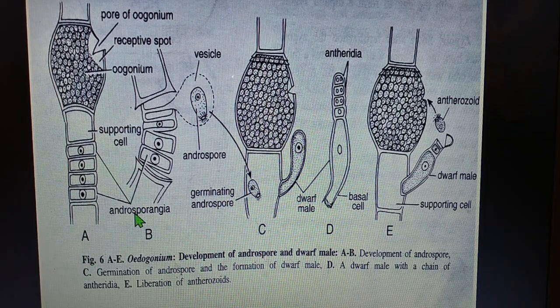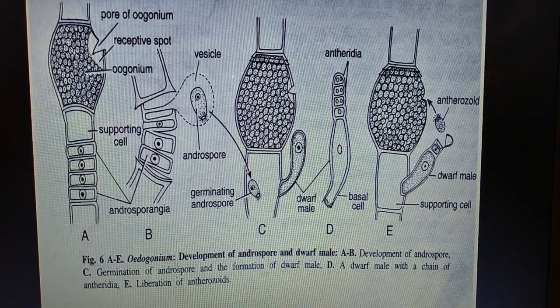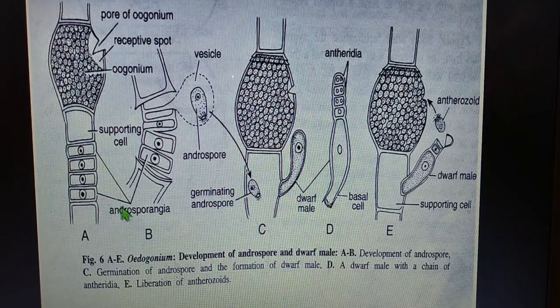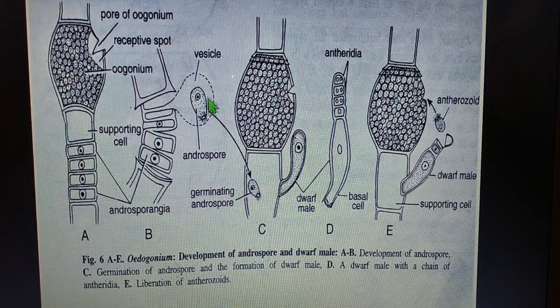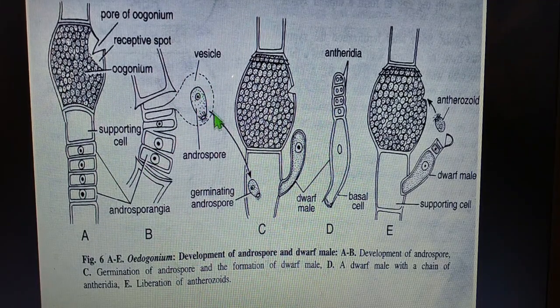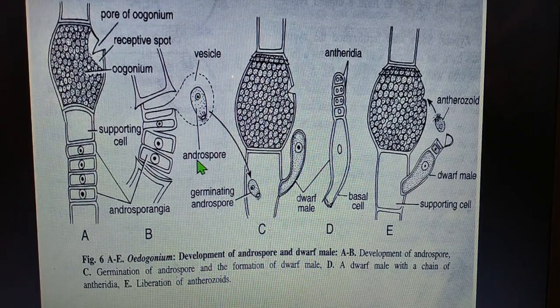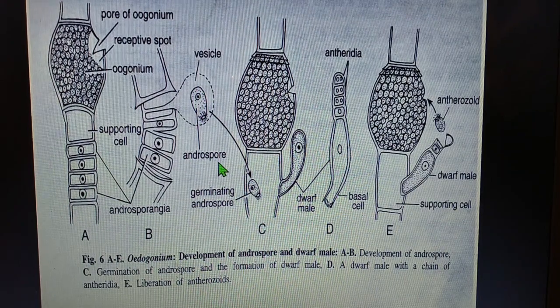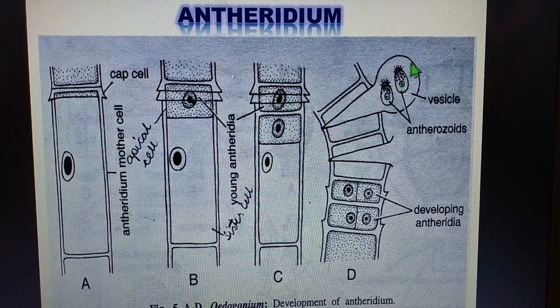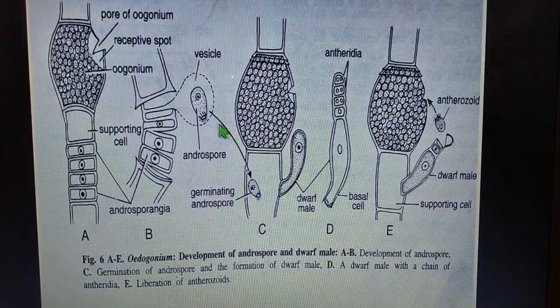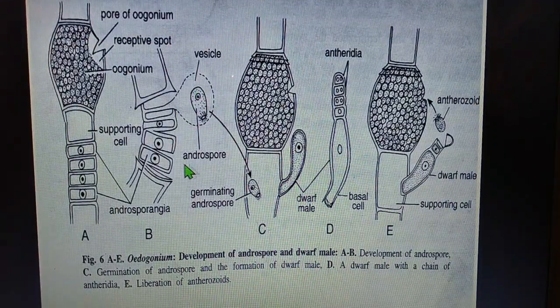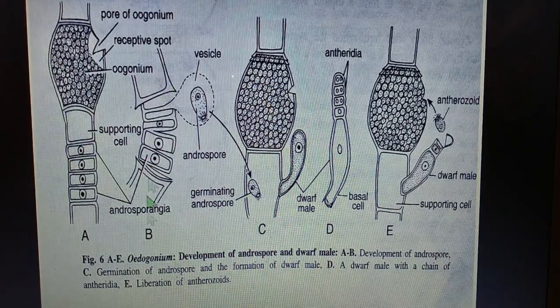So same thing here, if you see the way the androsporangia form and develop, it is similar to the Macrandrus species. Now the structure of the androsporangia is similar to the antheridia in Macrandrus, except that in this case, just remember what the difference is. Just take a look at this one. Here only a single androspore is produced, but in Macrandrus, two antherozoids are formed.